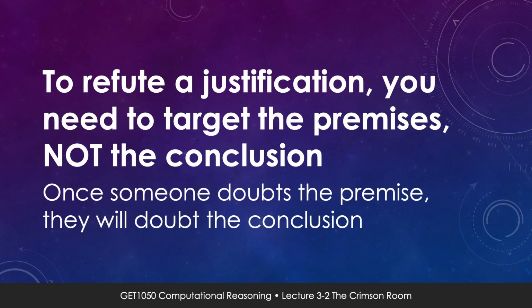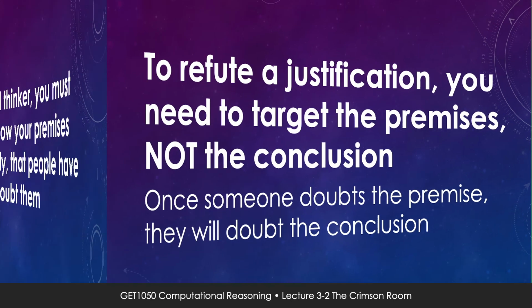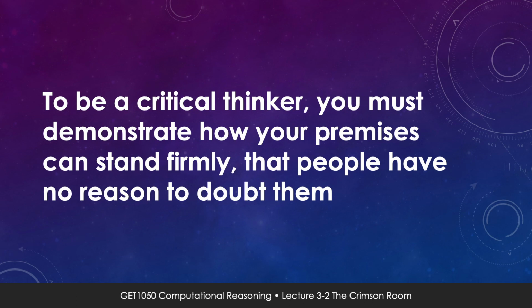And this is precisely how we refute a justification. We need to target the premises, not the conclusion. If you want to be a critical thinker, then you need to target your own premises and show that your premises can stand firmly, and then show others that they have no reason to doubt your own premises, your own justification. That's how you make sure your justification is strong.